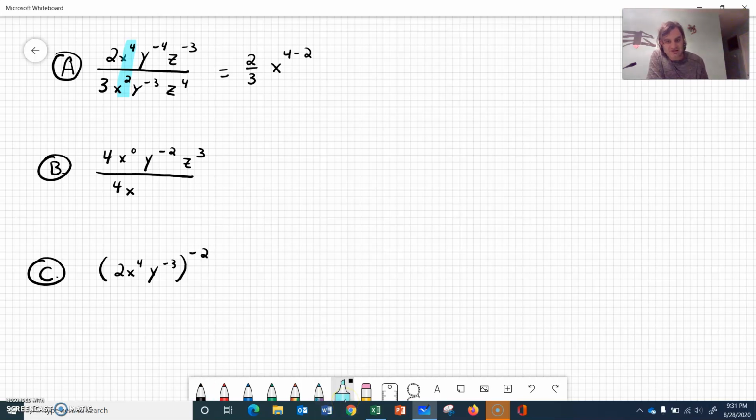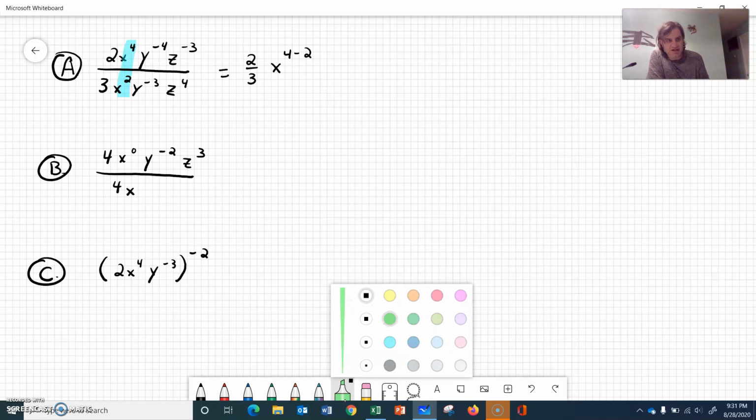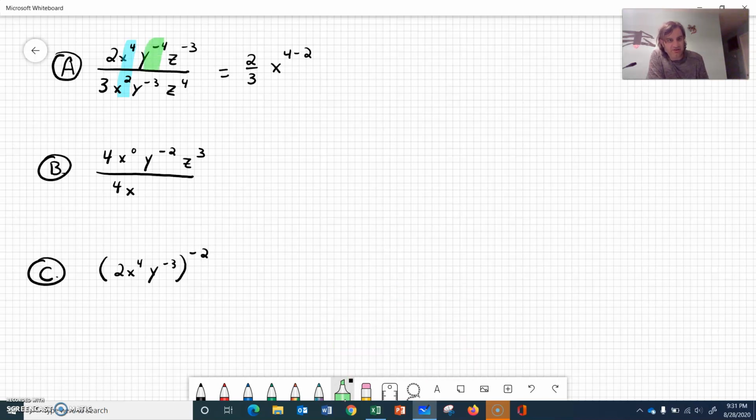Then for the y, we'll have y to the negative 4 over y to the negative 3. As you get good with this, you'll probably save yourself some time, but that'll be y to the negative 4 minus negative 3. And the last one there, the z, I won't color it, but you'll have z raised to the negative 3 minus 4.